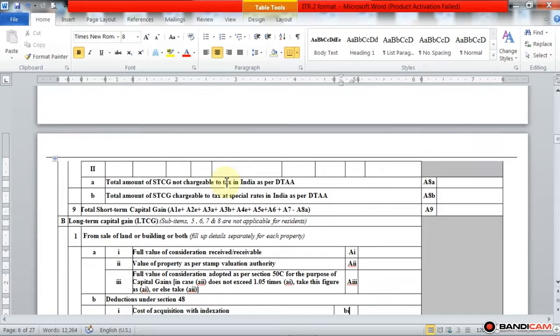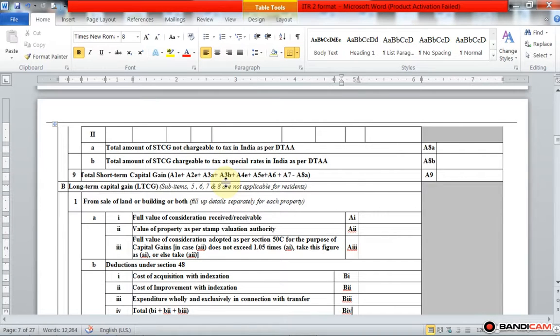Then here short-term capital gain is computed as A1 plus A1E plus A2E plus A3A plus A3B plus A4E plus A5E plus A6 plus A7 minus A8A. So this value, it means TTAA is deducted from the short-term capital gain. We get the total short-term capital gain of the section.